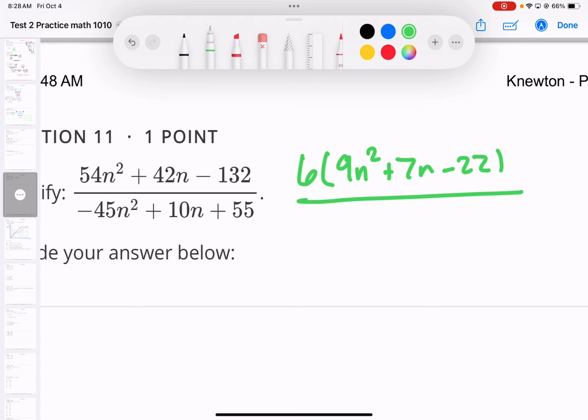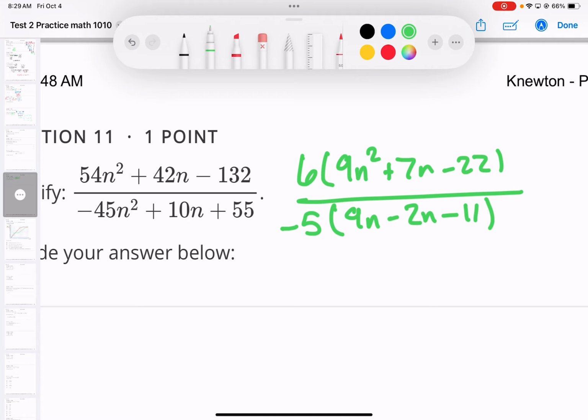And then I'm going to pull out a negative 5. Why am I pulling out a negative 5 instead of just a 5? Our leading coefficient needs to be positive. Okay, so that leaves me with 9n plus 2n. Oh, no, minus 2n, and then minus 11.